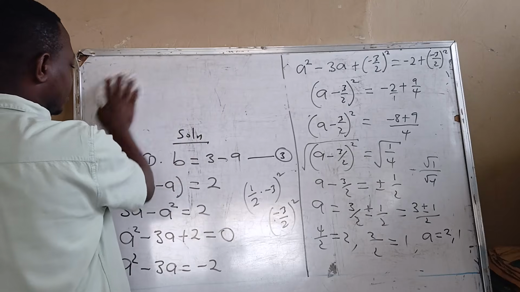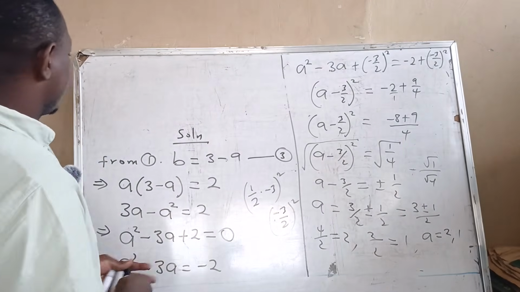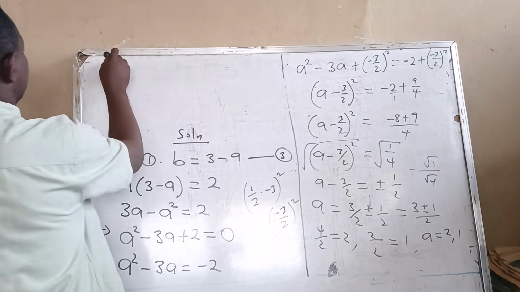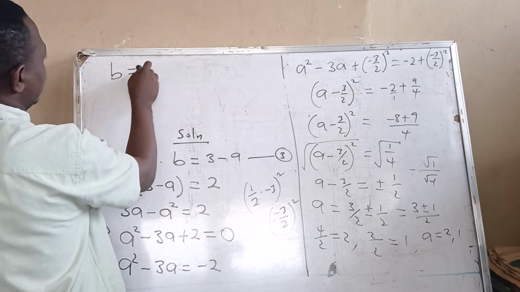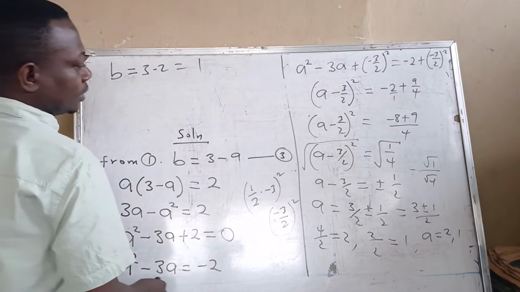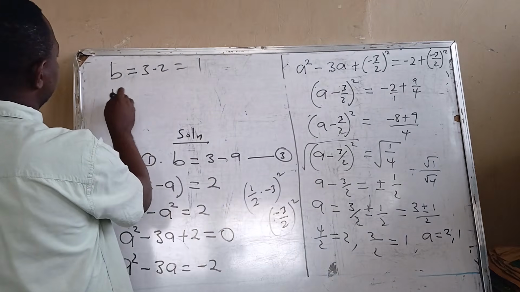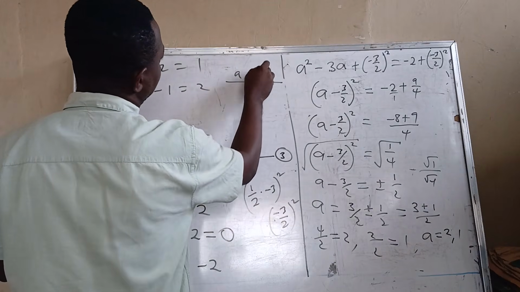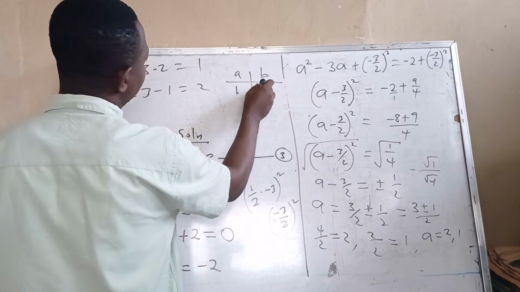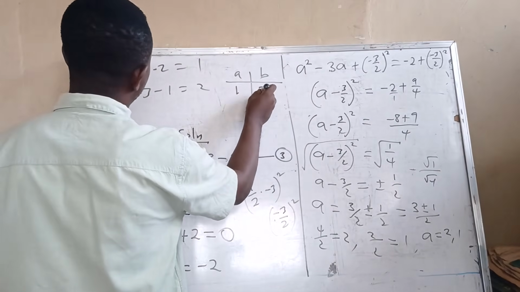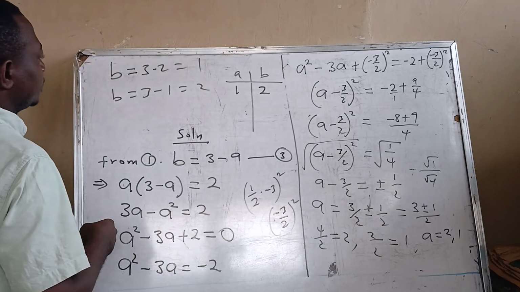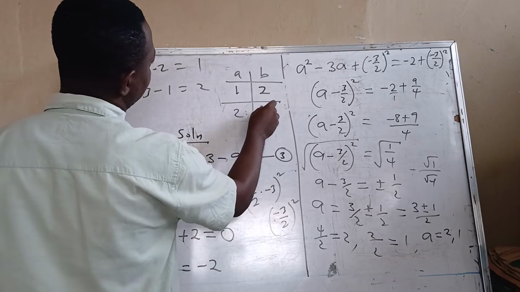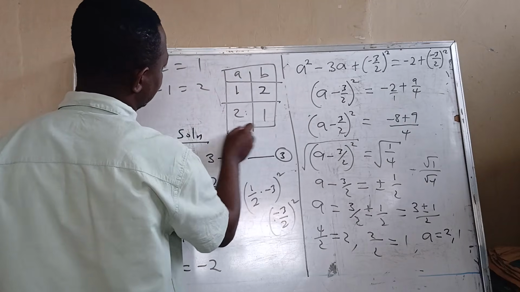So if a equals 2 or 1, what will be b? Remember, from here, b equals 3 minus a. When a is 2, b will be 3 minus 2, which is 1. And when a is 1, b will be 3 minus 1, which is 2. So in short, when a is 1, b is 2, and when a is 2, b is 1. So the answers are symmetrical.